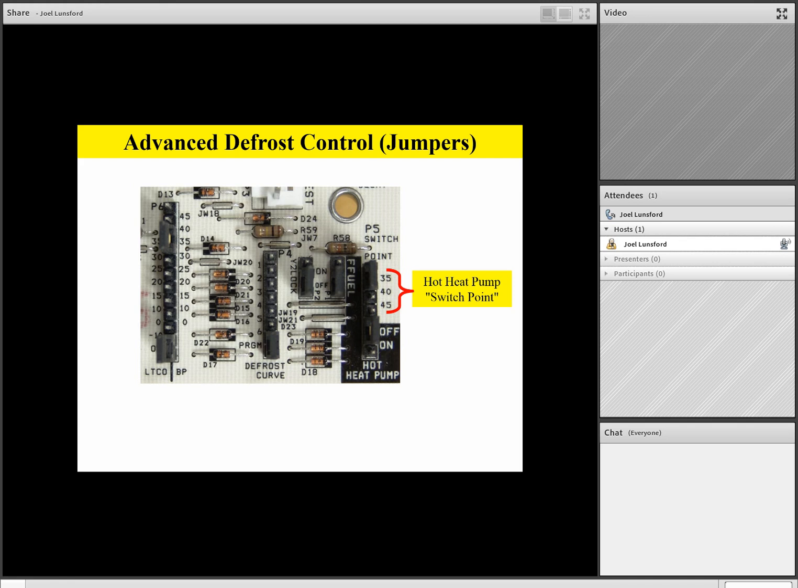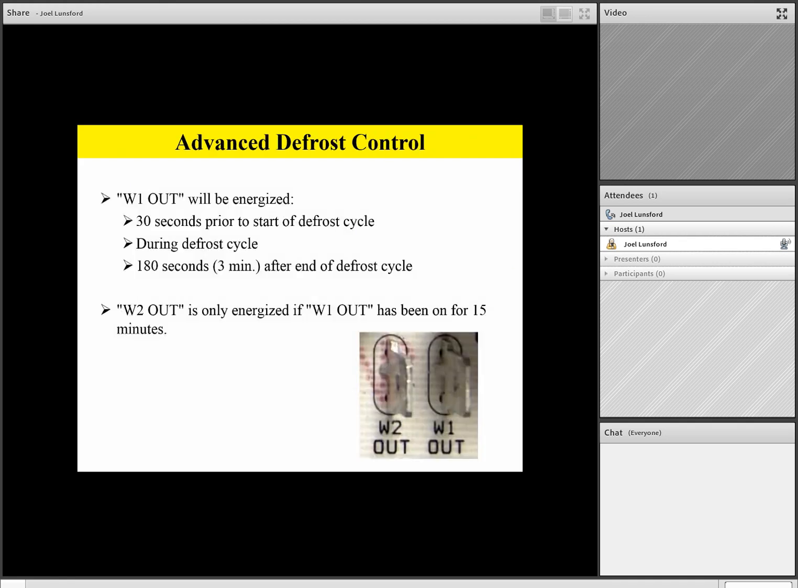Now some of those features we talked a little bit about earlier with the advanced defrost control: when we go into defrost cycle, we're going to energize W1 out 30 seconds prior to the defrost cycle. So we kind of preheat the air before we go into defrost. Then during defrost, we'll have Y1 out, our first stage auxiliary heat during defrost. And then we'll continue to let that Y1 or first stage auxiliary heat stay on for 3 minutes after the end of the defrost cycle to temper the air and to prevent the space from getting overcooled during defrost.